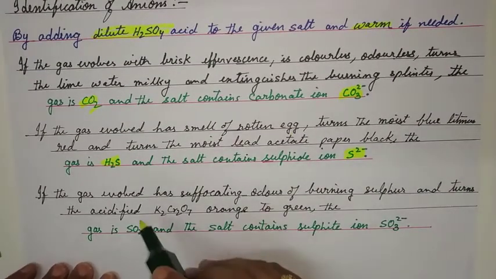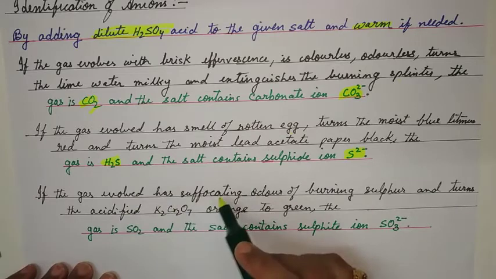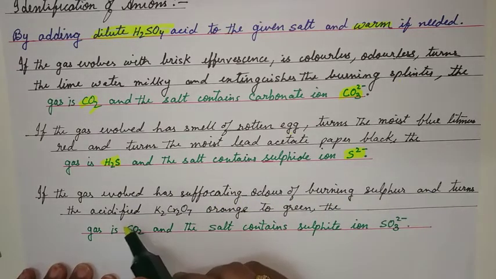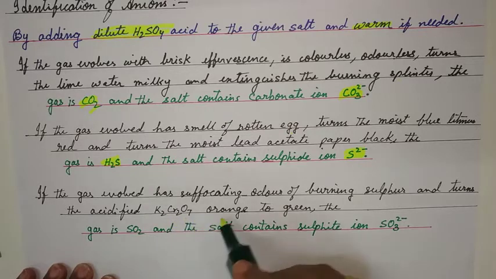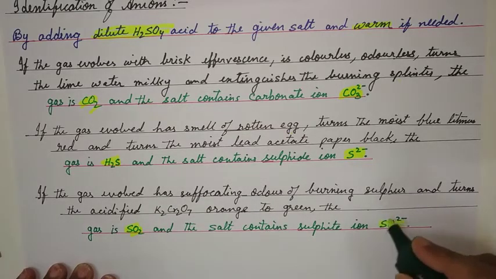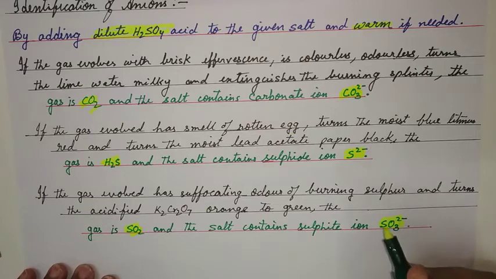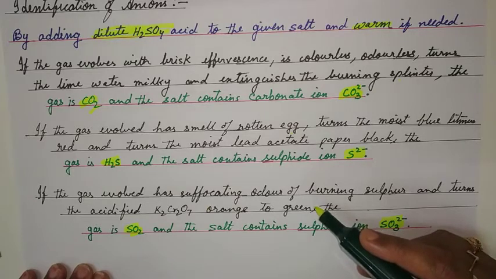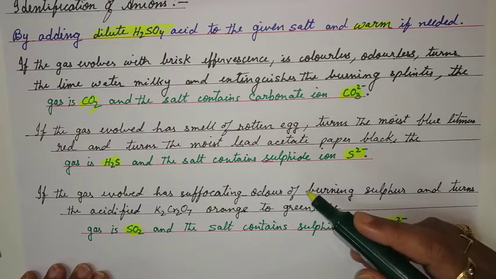If the gas which comes out is having a suffocating odor of burning sulfur and turns the acidified potassium dichromate orange to green, we know that the gas which is coming out is sulfur dioxide and the anion is a sulfite. So after knowing the cation, by adding sodium hydroxide and ammonium hydroxide and checking out the color of precipitate and their solubility, we know the type of cation which we have done in the analytical chapter.